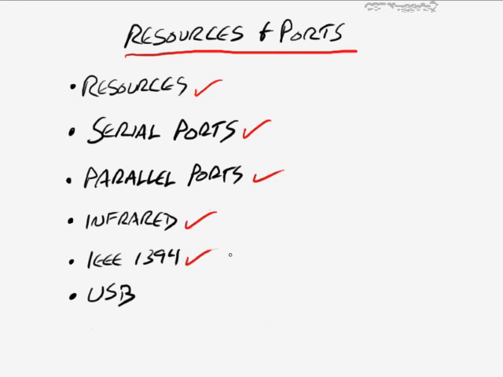Then we take a look at IEEE 1394. Now we start to get into the modern age where we work with FireWire, or sometimes it's also called iLink. And this is a way of using a cable to connect devices to your computer for high-speed throughput, and also USB, which is another high-speed throughput method, and that's probably the most popular method.